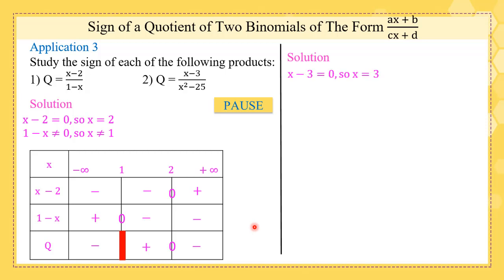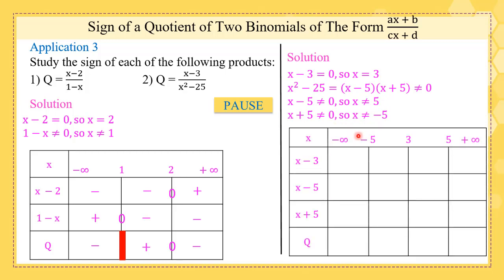x minus 3 equal to 0, so x equal to 3. x squared minus 25 different from 0, so (x minus 5)(x plus 5), the factorized form of x squared minus 25, is different from 0. So here we have x minus 5 different from 0, x different from 5, and x plus 5 different from 0, so x is different from minus 5.